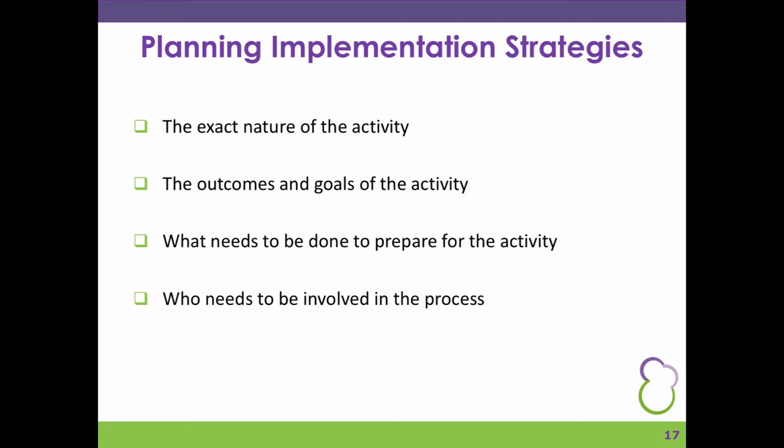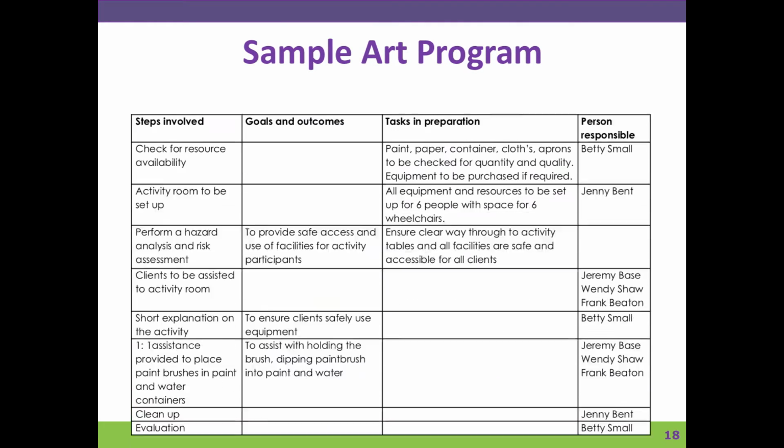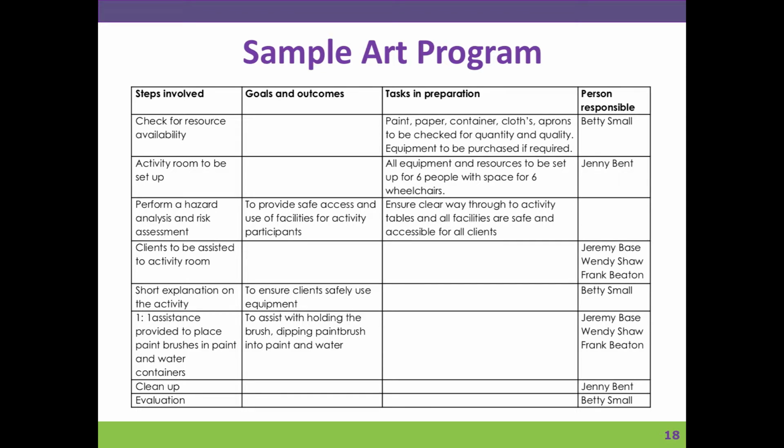We are now going to look at a sample art program. This program is designed to improve the dexterity of clients with acquired brain injuries. An acquired brain injury, also known as an ABI, refers to any damage to the brain that occurred to an individual after their birth. Common causes of an ABI can include accidents such as a car accident, a stroke, lack of oxygen to the brain, and degenerative neurological disorders and diseases.